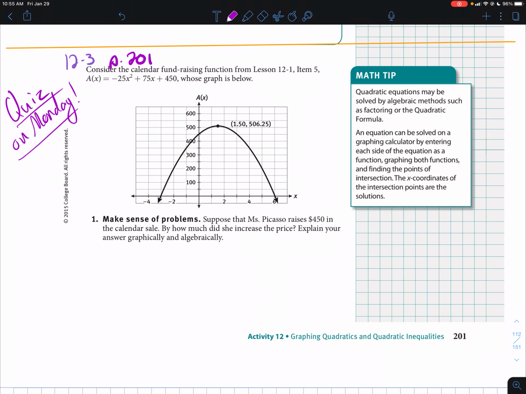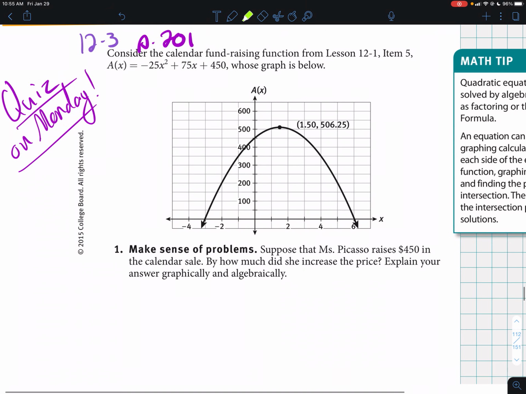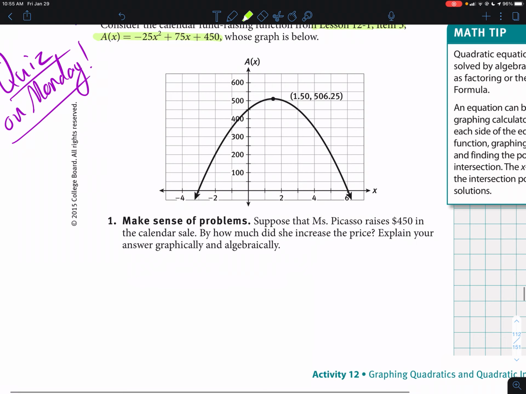Okay, so we're still talking about Miss Picasso here and her function as described right here. If you look back at lesson 12-1, you'll find where we graphed this function. And here it is for us. Remember, we have the vertex up here. We have the y-intercept. We have the x-intercepts. And there's also the axis of symmetry, which divides the graph into two congruent halves.